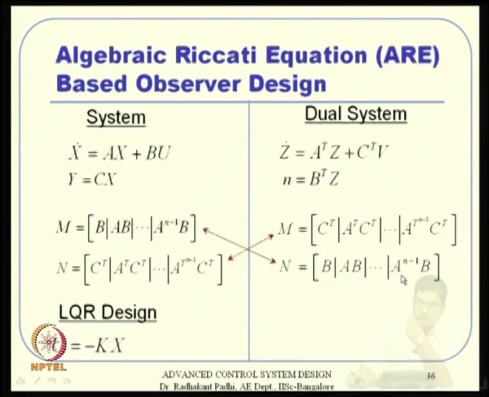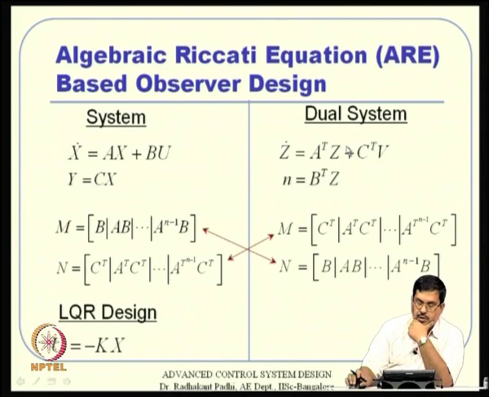So, now we go back and see something like this dual system idea that I just talked about. As a summary, the original system is like this, and the dual system that we visualize is something like that. Now, if you see the controllability matrix and observability matrix here and similar things here, then the controllability matrix turns out to be the observability matrix here and vice versa, the observability matrix here turns out to be the controllability matrix.